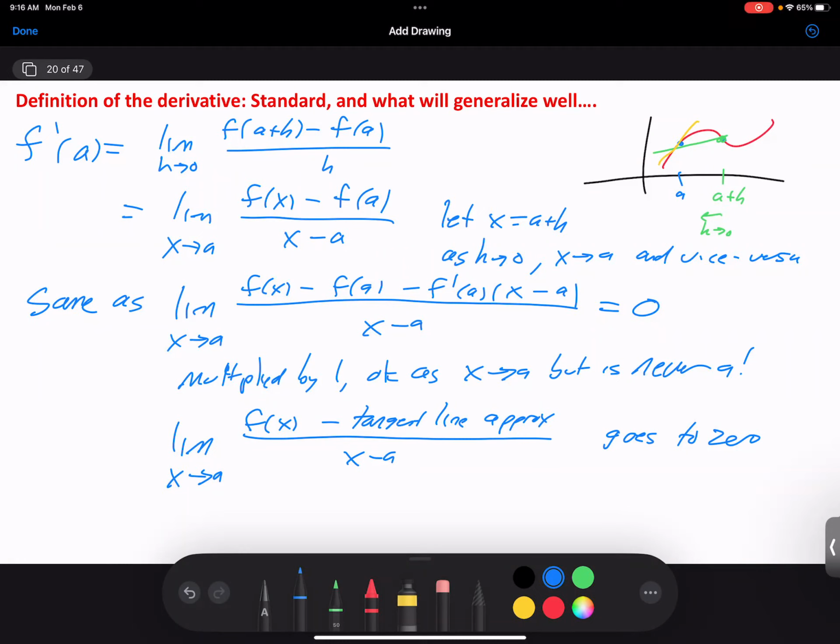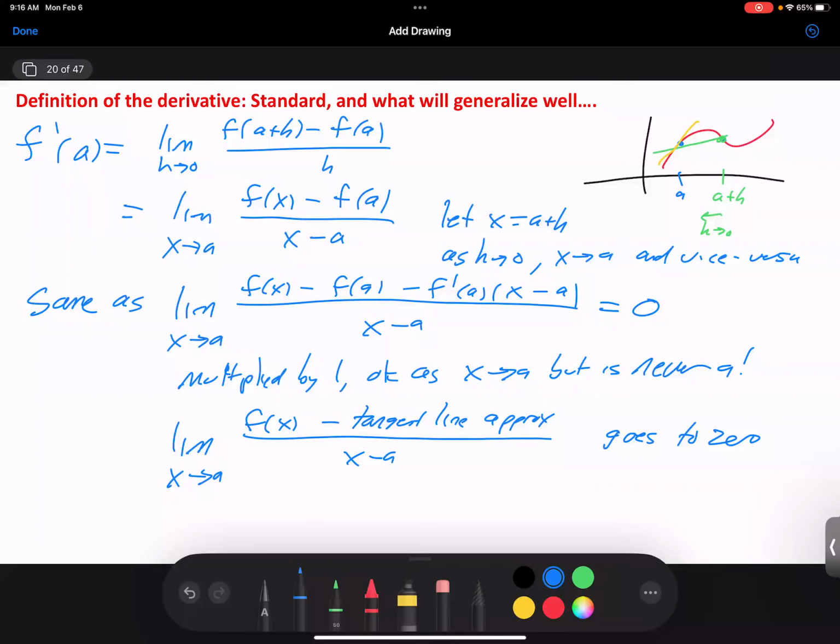I expect the tangent line, view this as f of a is where I am, f prime of a is my instantaneous speed, x minus a is my elapsed time. We're basically saying the line does a really good job of approximating the curve for small periods of time. Well, of course. I mean, just use f of a, and that's going to be a good approximation, right? In a small amount of time, I really don't move.